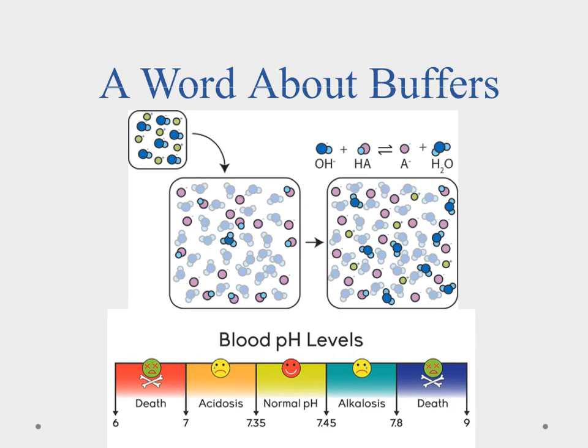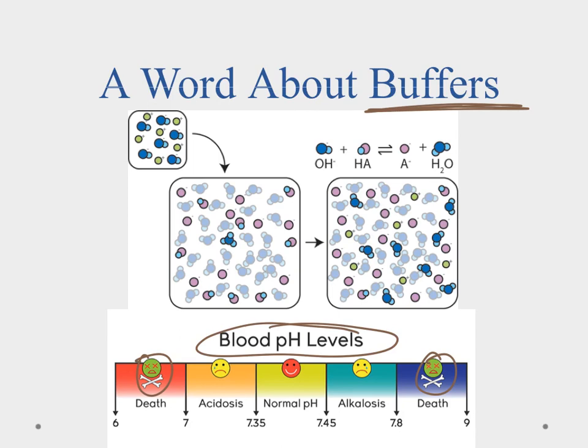Okay, the last topic we're going to talk about today is buffers. What a buffer does is it kind of restores neutrality to a weak acid or a weak base. And that's going to be really important for things like blood, where blood wants to be about neutral. So if it gets too acidic, we can die, and if it gets too basic, we can die. And it doesn't have to get very far.